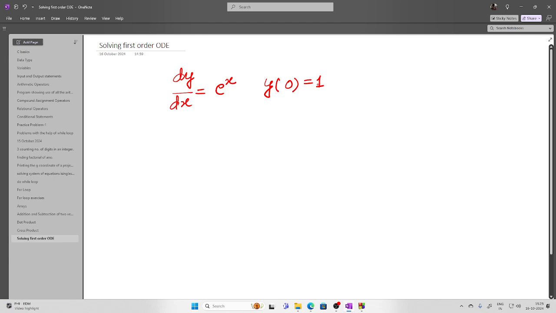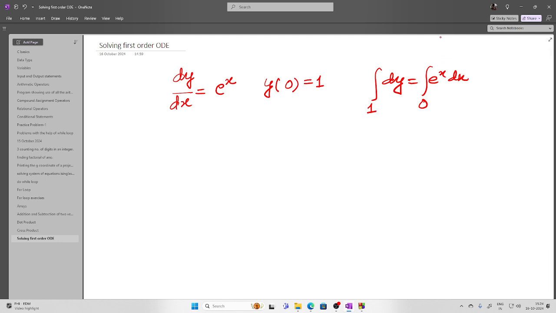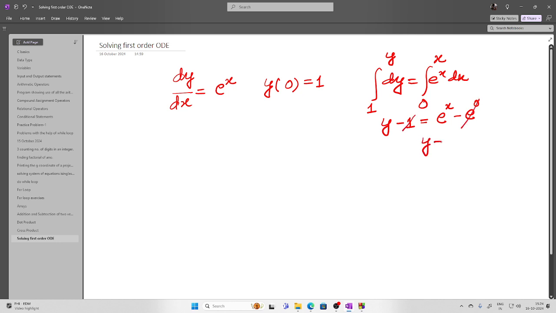If you solve this equation analytically, how do we solve this? dy is e to the power x dx. When x is equal to 0, y is 1, and when x is some x, y is y. So it becomes y minus 1 is equal to e to the power x minus e to the power 0, and e to the power 0 is 1, so y will come out to be e to the power x. So the solution of this equation is y is equal to e to the power x.